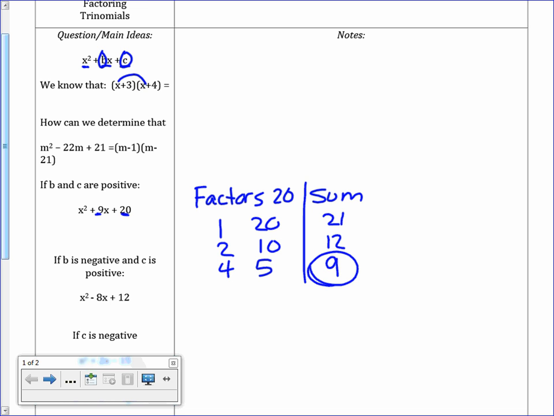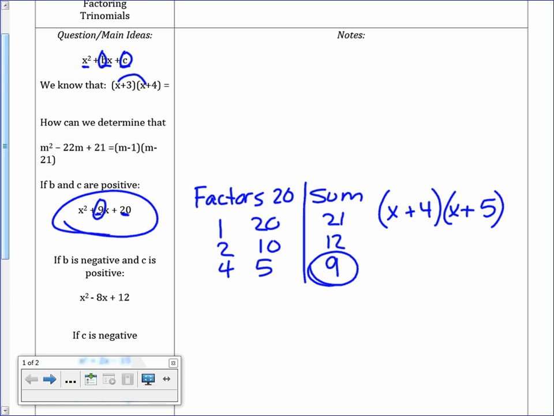That's our key right there: 4 and 5 equals b. So our factors of 20 equal our sum. So the binomials, which equal x squared plus 9x plus 20, are x plus 4 and x plus 5. And you can go ahead and do the FOIL method or the matrix method, whichever you would prefer, to check it, and you will get this trinomial once you multiply it out. So let's try another one.